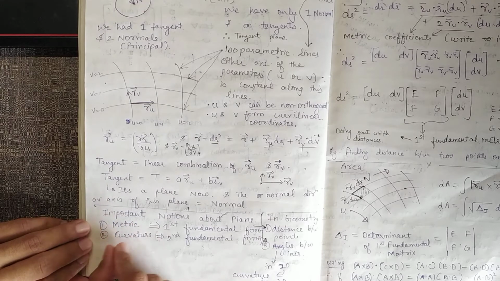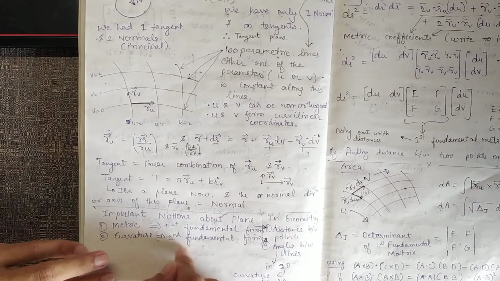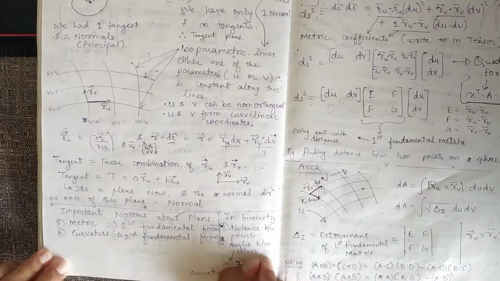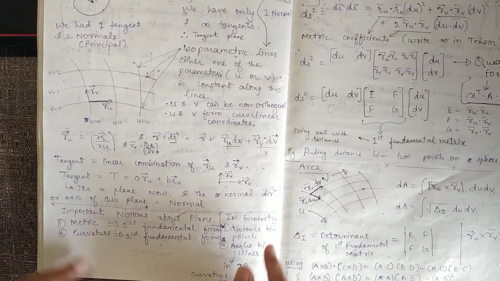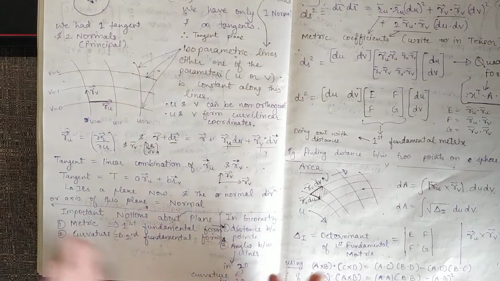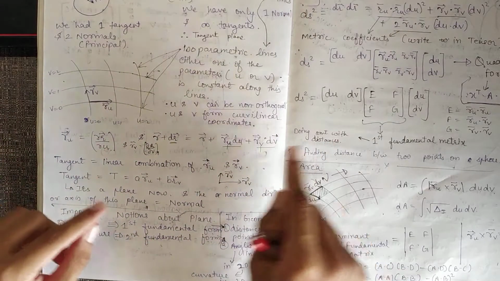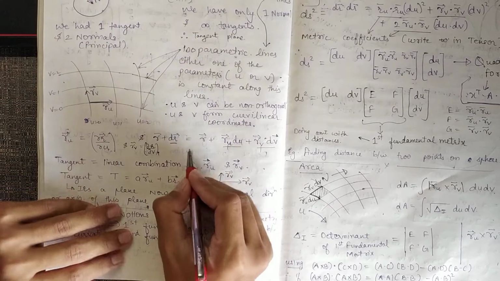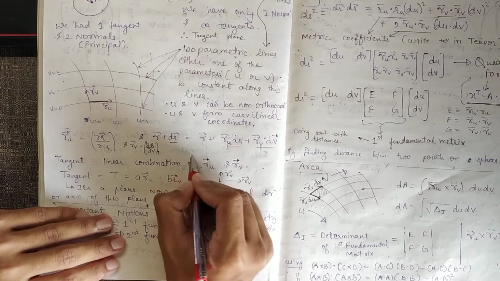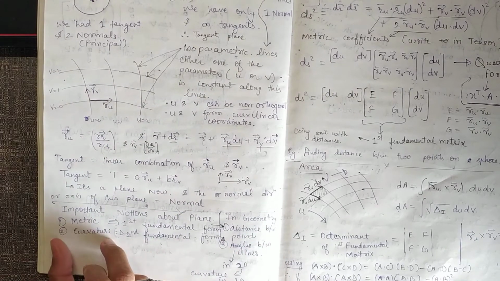One is the metric, also called the first fundamental form, and the second is the curvature, also called the second fundamental form. In simpler terms, whatever studies we do with respect to distances between points are termed the metric, and whatever study we do with respect to angles between points, since three points make an angle, is included in curvature.